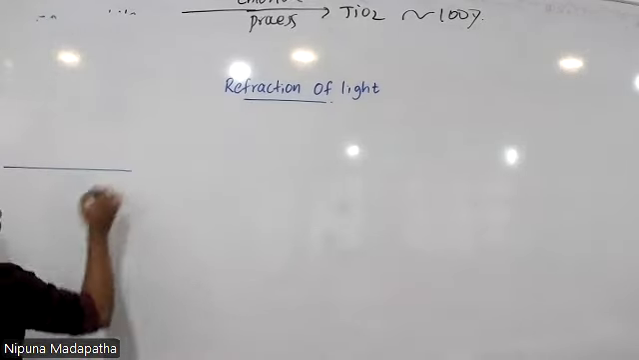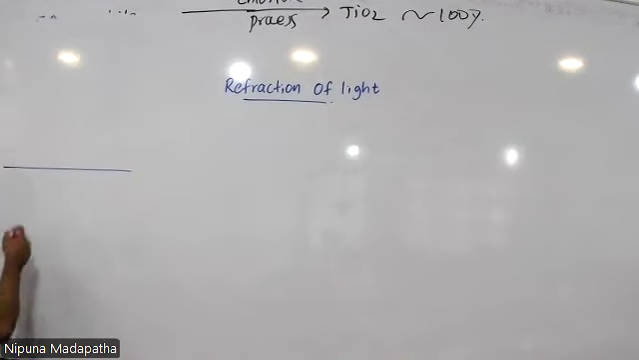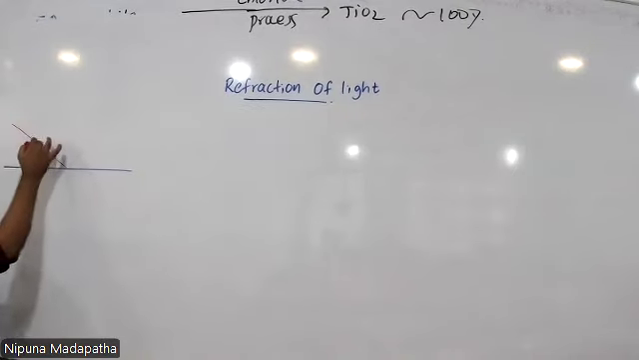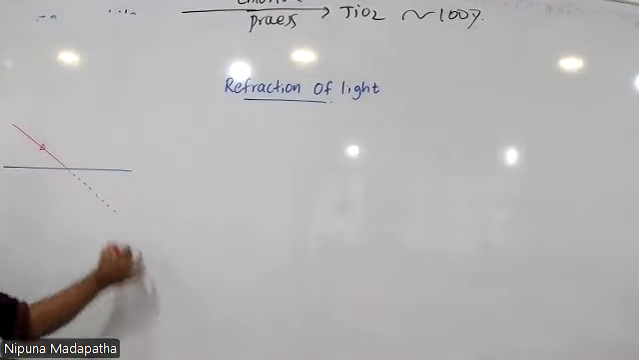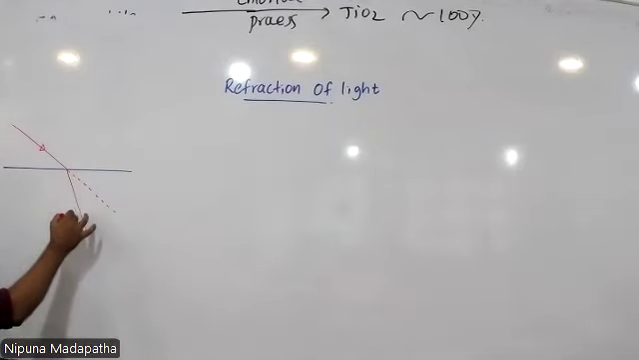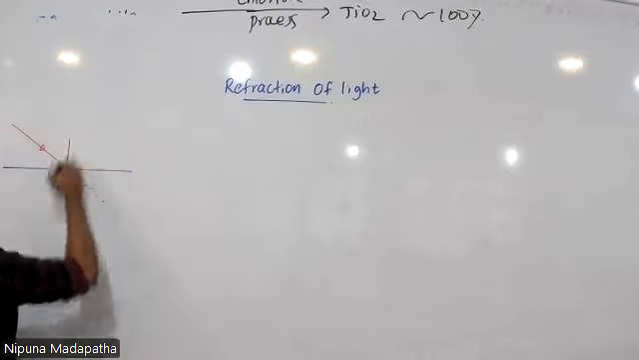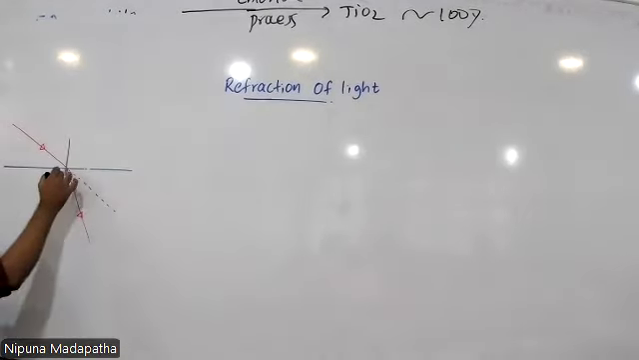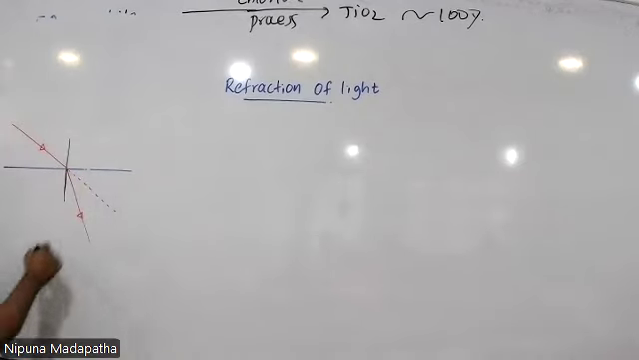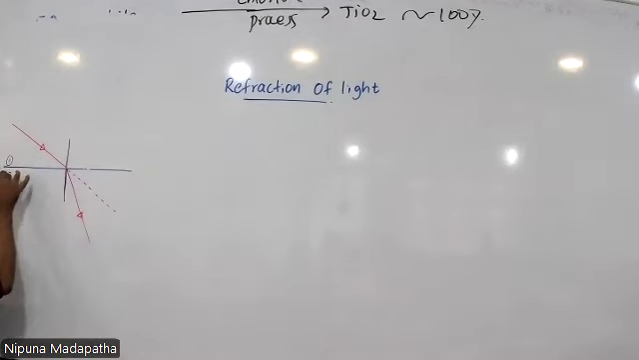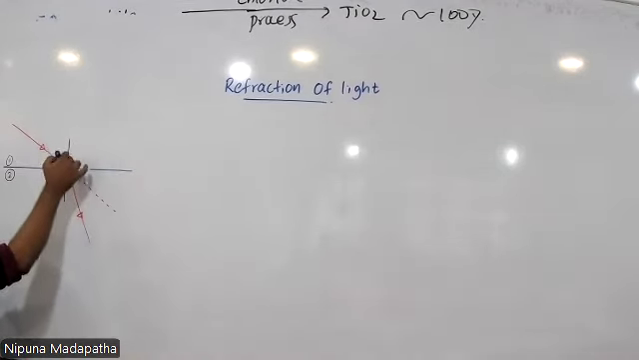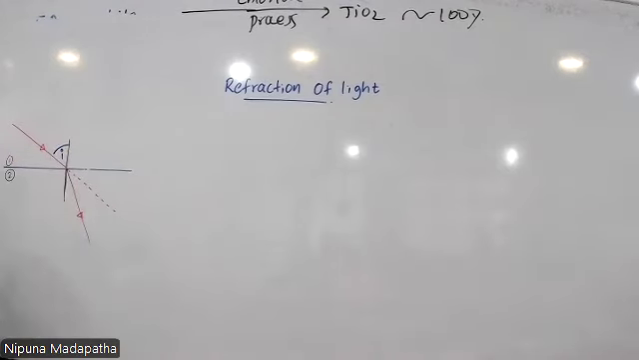Suppose this is the interface, and this is the incident ray. It is supposed to go this way, but due to the change of speed, the light ray bends. So we draw a normal to this point. This is medium 1, this is medium 2. We measure angles with the normal. The angle made by the incident ray with the normal is i, the incident angle. This is the refracted angle.